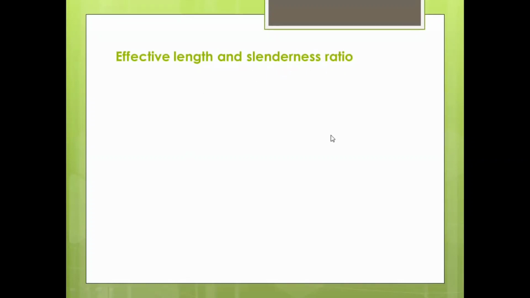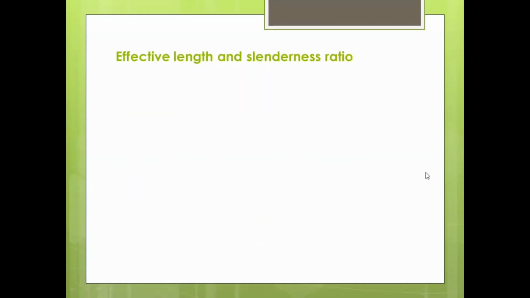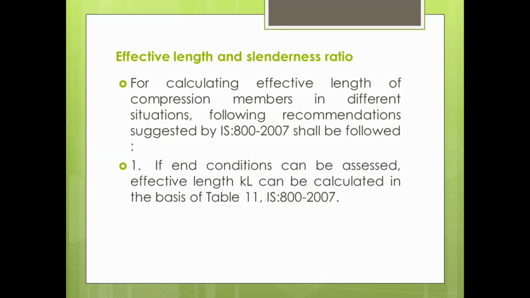Both the terms are involved in this equation: pi square E upon (KL upon r) whole square. Let us see what that is. For calculating the effective length of a compression member in different situations, the following recommendations are suggested by IS 800 2007, and these shall be followed. What are these?